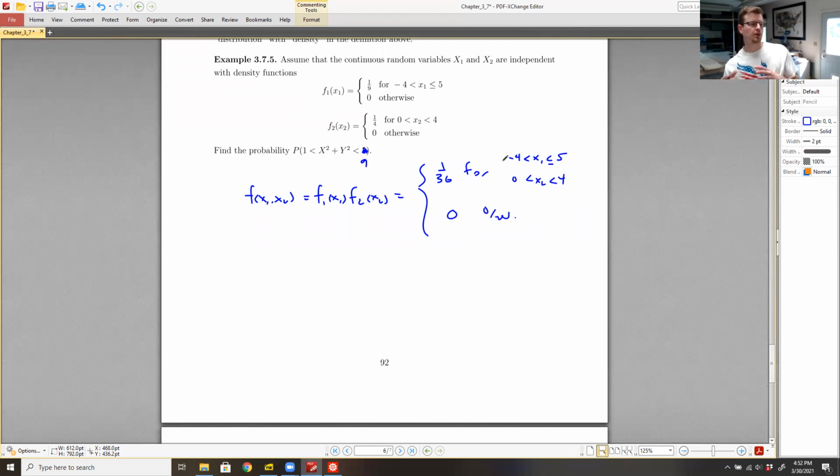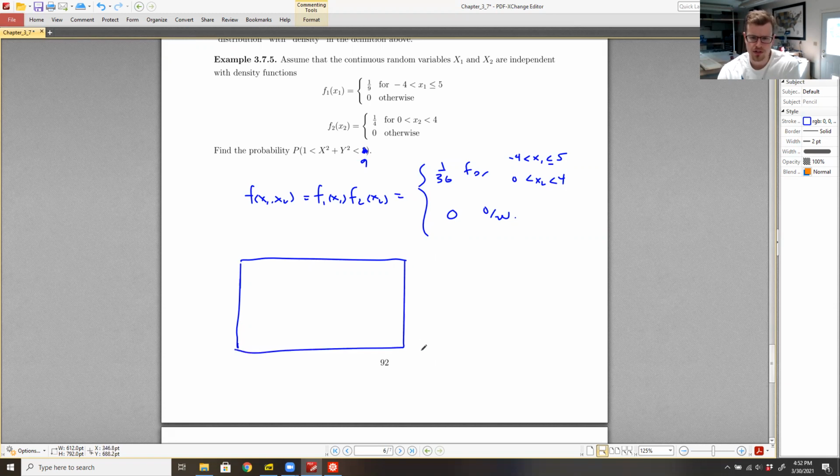Excellent. So what we want to do next is recognize that all we're doing is integrating this function given here over the particular region of interest, right? The points that satisfy this inequality. So first, let's start by looking at what region the function is defined on.